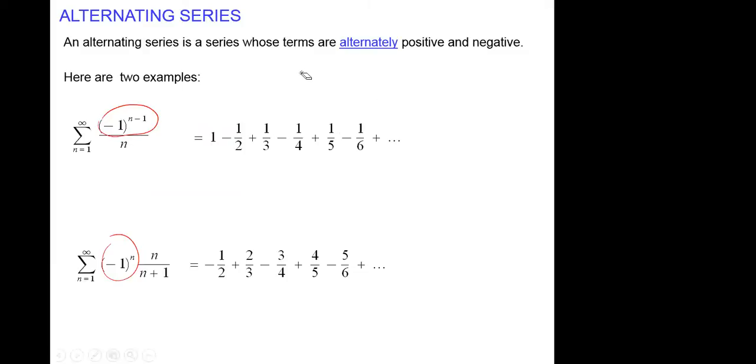Let's look at the first one. The first infinite series is the summation from 1 to infinity of -1 to the power of n minus 1 over n. The first term is 1, and then the second term is -1/2, because if I take n to the power of an odd number, of course I'm getting negative. But the absolute value of it is just 1/2, 1/3, 1/4, 1/5, and so on. Every other term, of course, is negative.